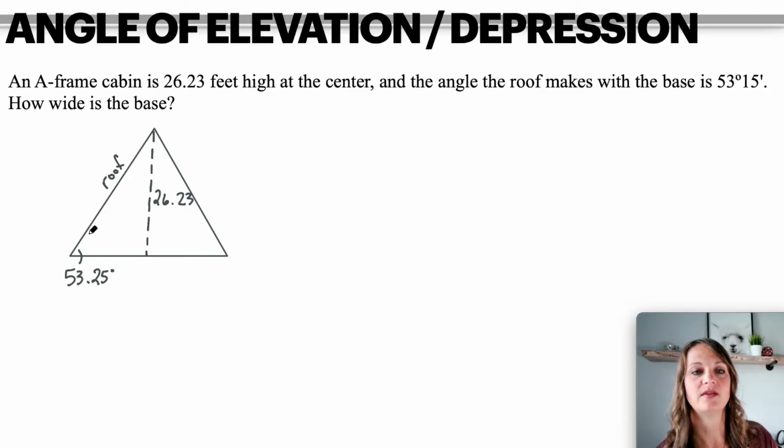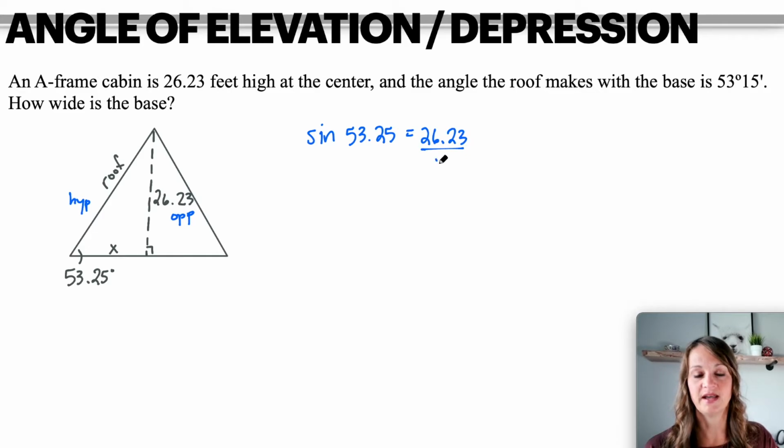Now we want to know the base, but first we're going to find half of the base, and then we're going to double it, and that will give us our base. So according to this angle, this is your opposite side, and this is your hypotenuse because it's opposite of the right angle. So O and H is going to represent sine. So the sine of 53.25 degrees equals the opposite divided by the hypotenuse. This is where you can use the trick that if you have a variable that's in the denominator, then it is going to switch places with the other side.